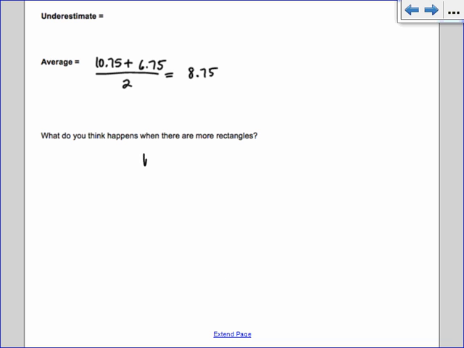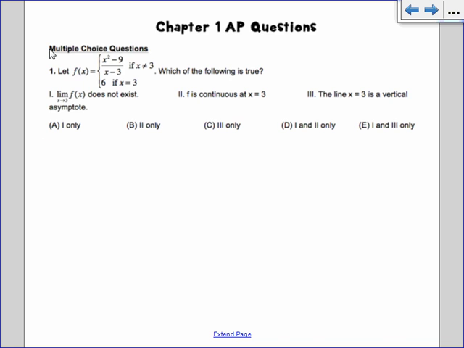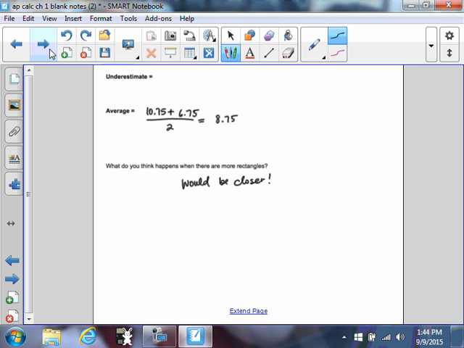Okay. So what we're going to do in calculus is we're going to learn to take n, the number of rectangles, to go to infinity. Right, we're going to do a limit. So it would be closer. You guys are like, woo, that's exciting. All right, so any questions on any of that?